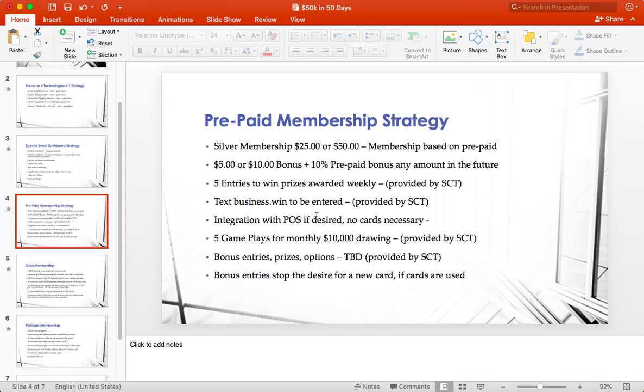Everything's integrated with the POS, so we don't need to have cards. I'm going to show you that later. They just text into the business to be entered, and everything's automated. And we have drawings automatically. We could do business.win, which means your business. So this would be gecko.win or indian.win or ljlanes.win. Whatever we want to do, they'll text in to be entered automatically every day, and we have an automatic built-in mechanism where they can't enter more than once. It automatically tracks the mobile device.